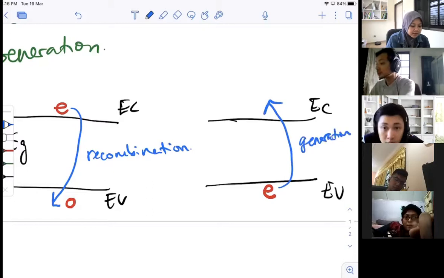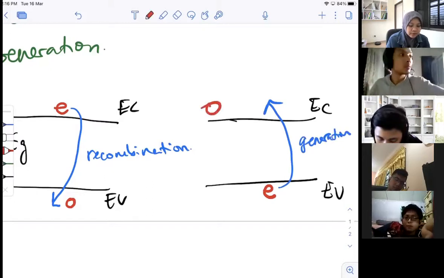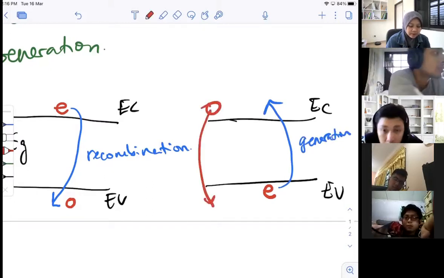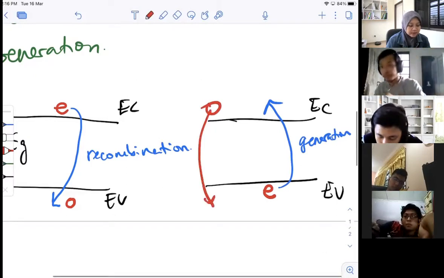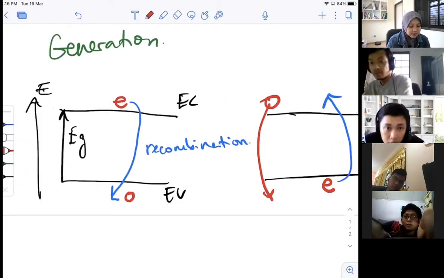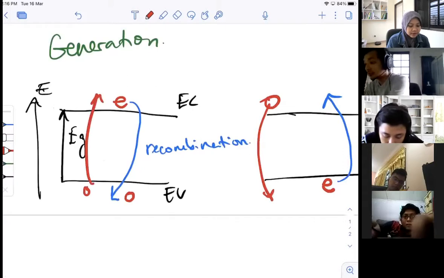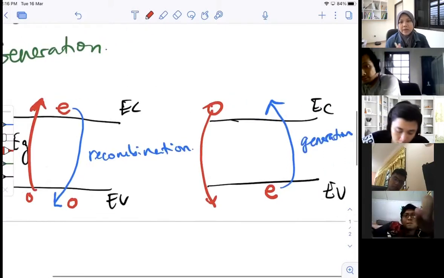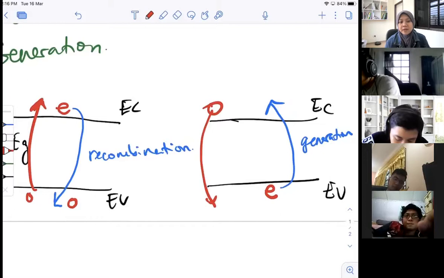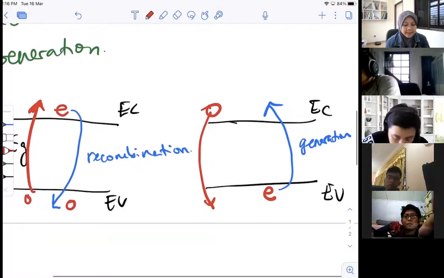And vice versa, the hole goes from the conduction band to the valence band. Actually this is also vice versa. The electron and hole are always opposite. If the electron goes there, the hole will go the opposite way. Okay, and this is generation.